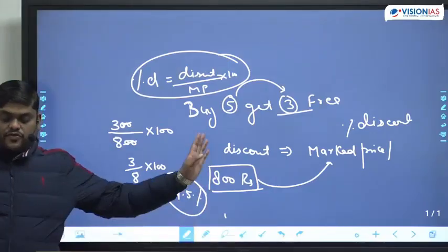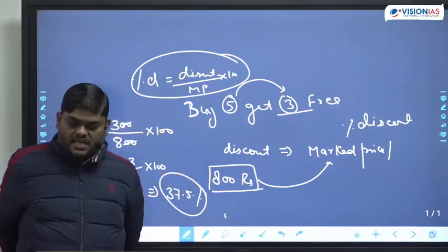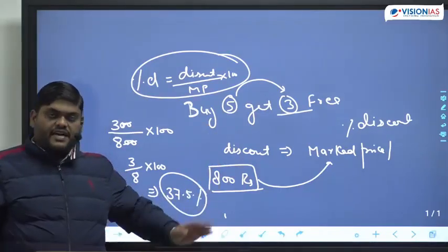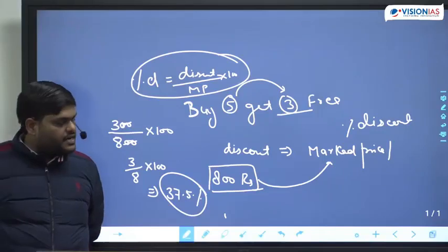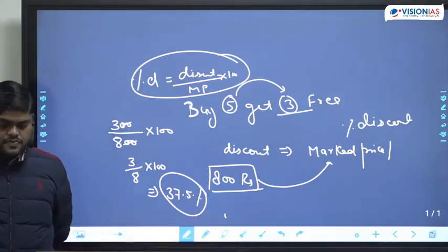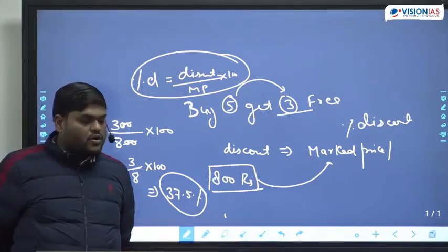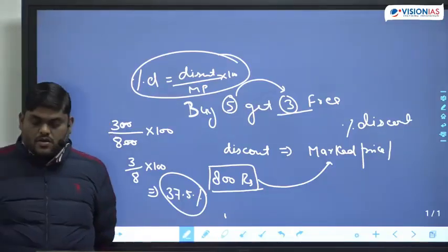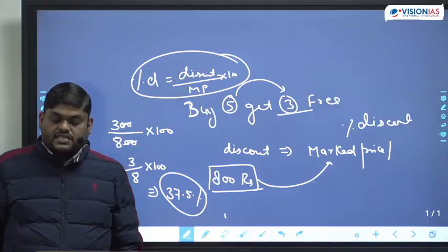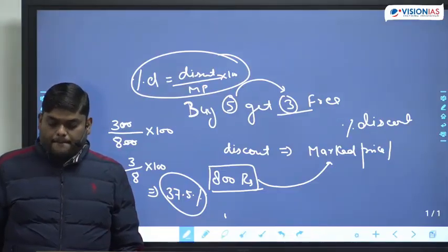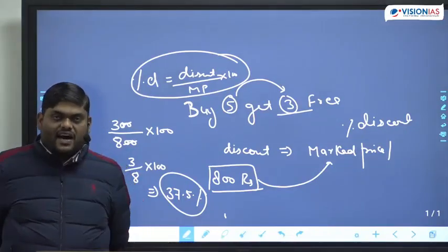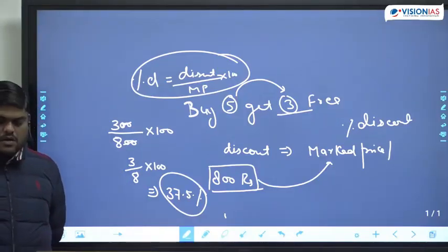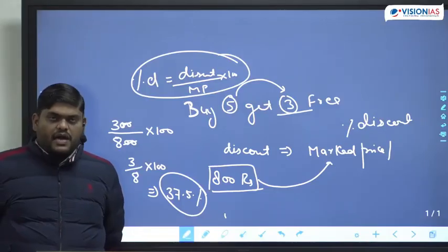This kind of question can come in the examination and people will mark the wrong option, so please be attentive here. So what is the overall discount? Overall discount is 37.5%. Any doubt here?